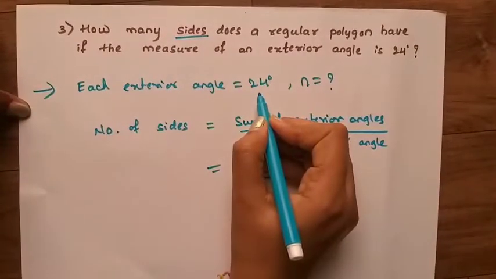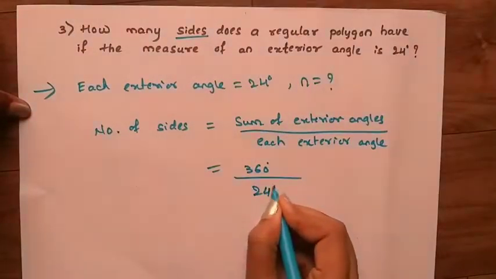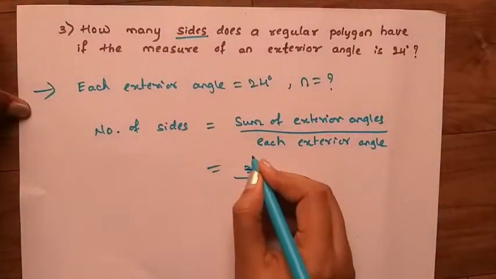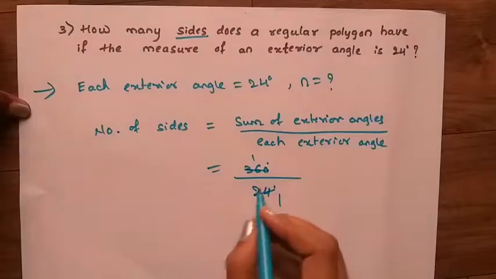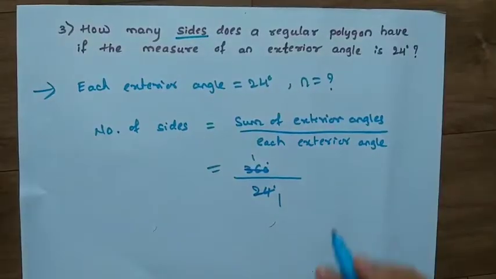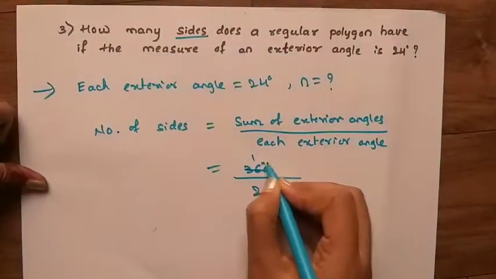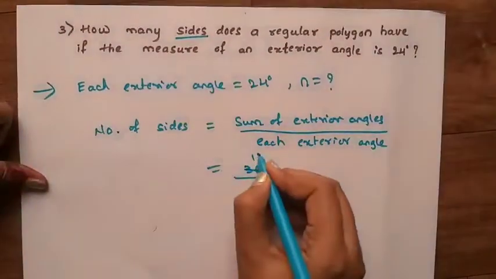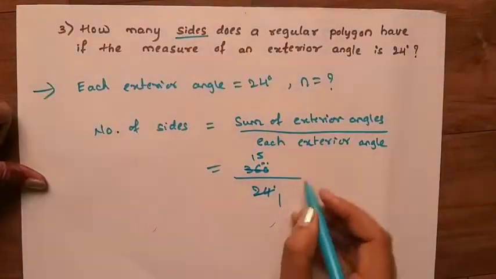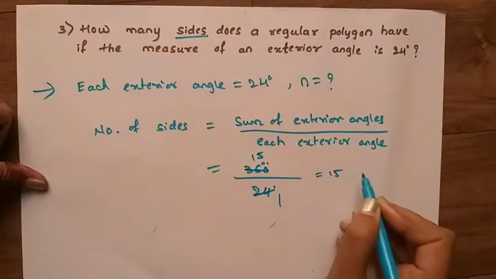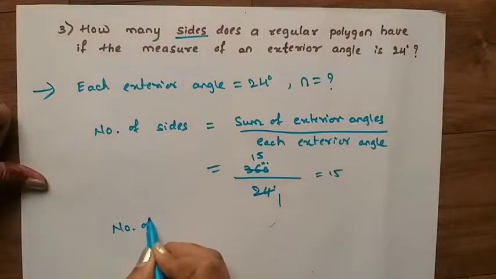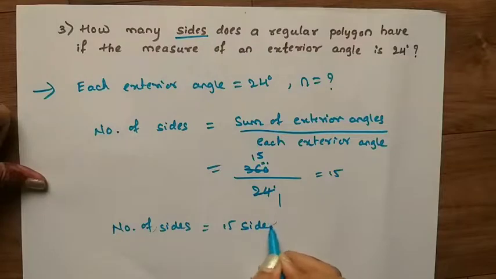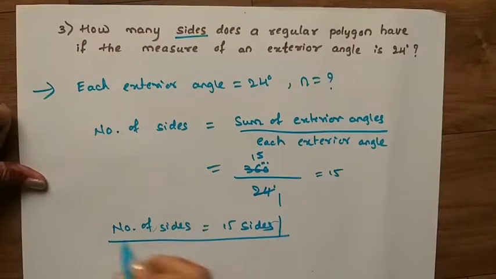How much is given here in the question? 24 degrees. So now make it divide here. 24 ones are 24. Here how much remainder do we get? The remainder is 12. So we get 120. 24 fives are 120. So the answer is 15. So the number of sides is equal to how much here? 15 sides. This is our solution.